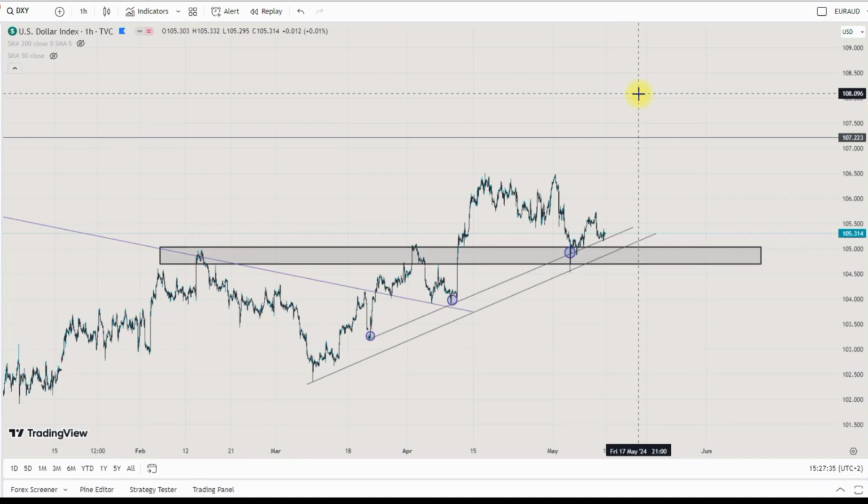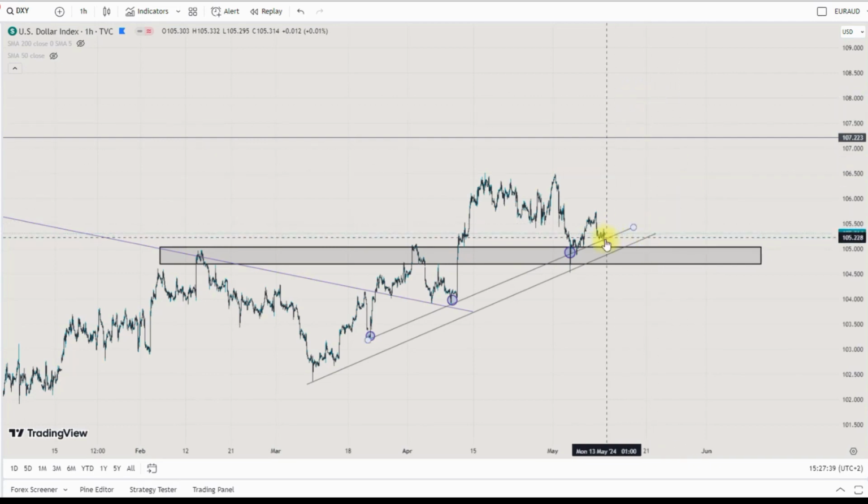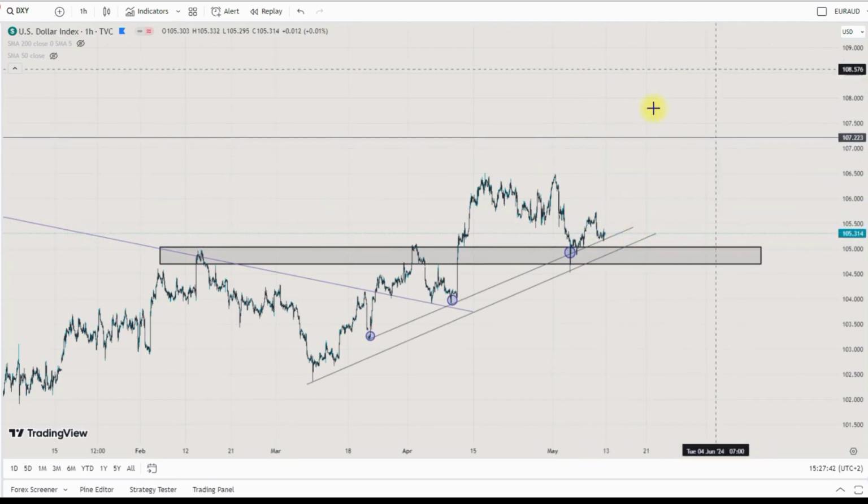But me, I'm still bullish on DXY. I still believe that the DXY still has a lot of room to buy and then break this particular high right here, as you can see. So I'm still bullish on it. I still see this high taken out, and the price will go back to 107.223.